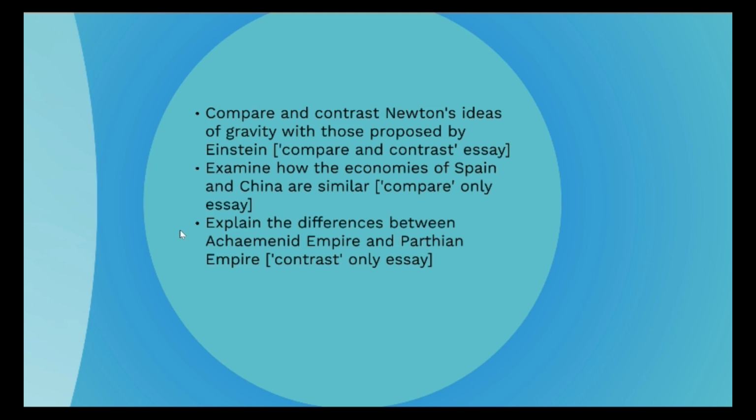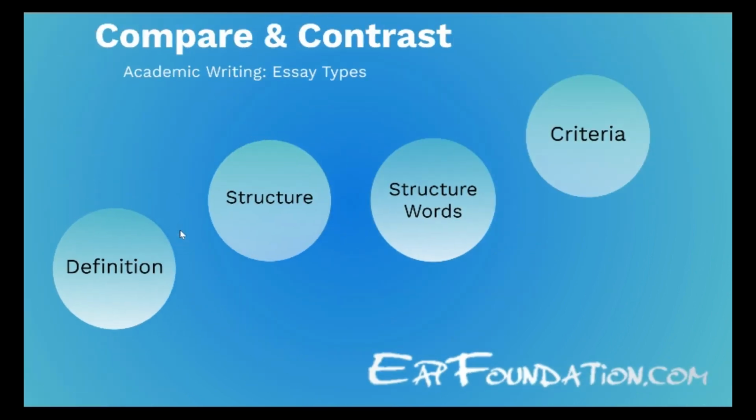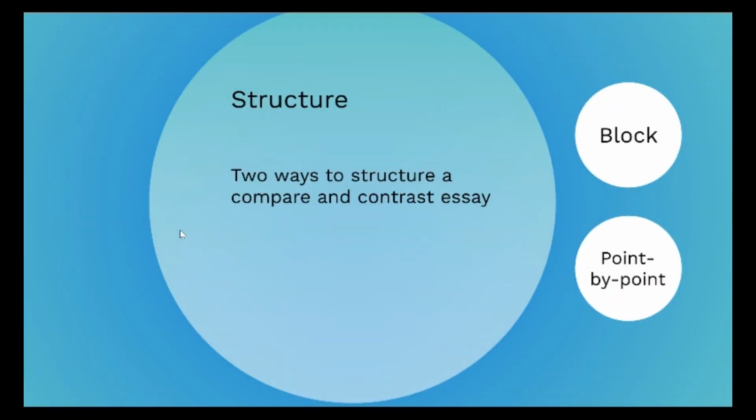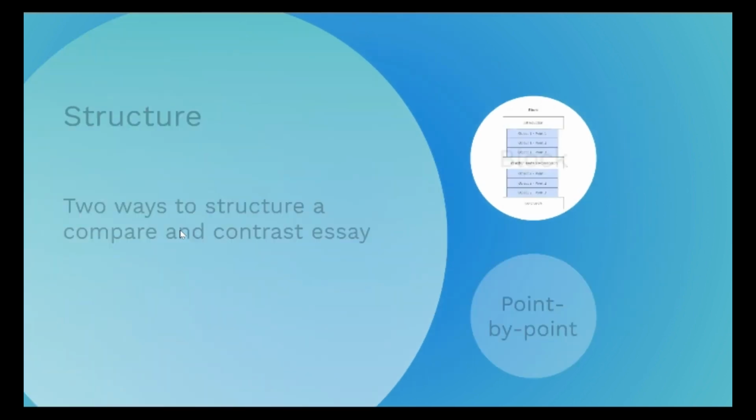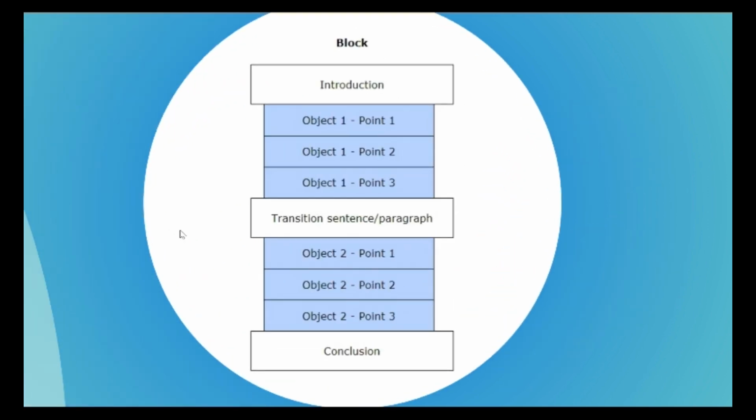So let's go on to look at structure. There are two main ways to structure a compare and contrast essay, namely using a block or a point-by-point structure. For the block structure, all of the information about one of the objects being compared or contrasted is given first, and all of the information about the other object is listed afterwards. This type of structure is similar to the block structure used for cause and effect and problem solution essays.